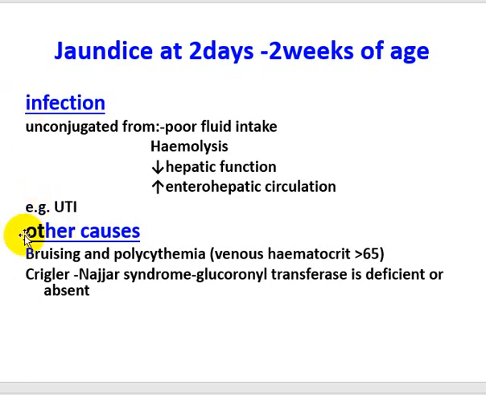There are other causes like bruising and polycythemia. This is an increased load of the RBC that is associated with an increase in the bilirubin. And also there is a condition called Crigler-Najjar syndrome. The problem is with glucuronidase transferase deficiency.